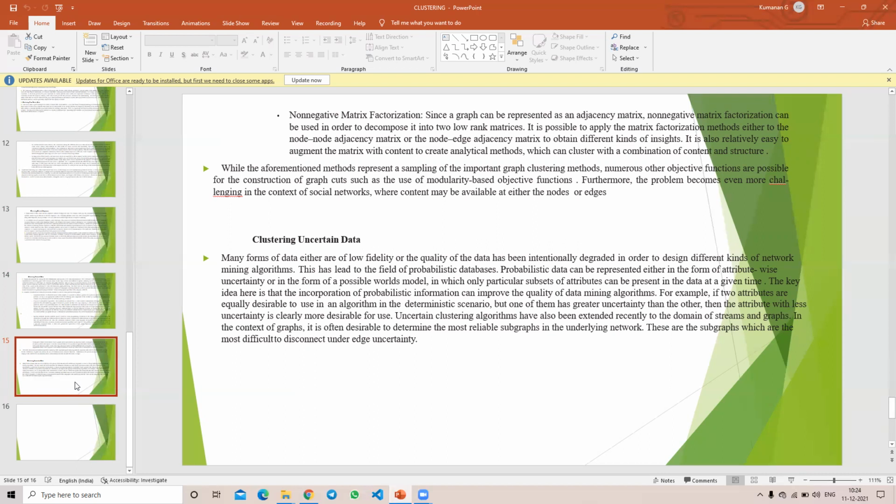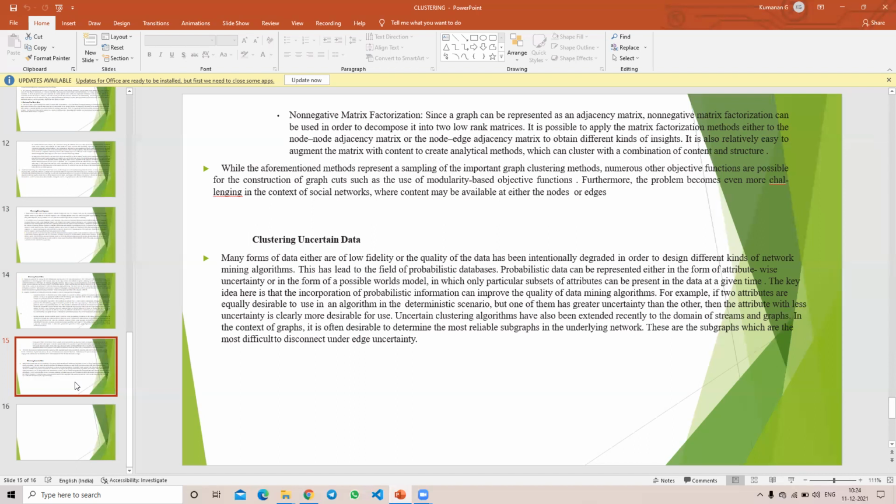Now, clustering in uncertain data. We have already seen categorical data, text data, multimedia, time series, and discrete networks. Now uncertain data. In uncertain data, many forms of data are either of low fidelity, or the quality of the data has been intentionally degraded in order to design different kinds of network mining algorithms. This has led to the field of probabilistic databases.